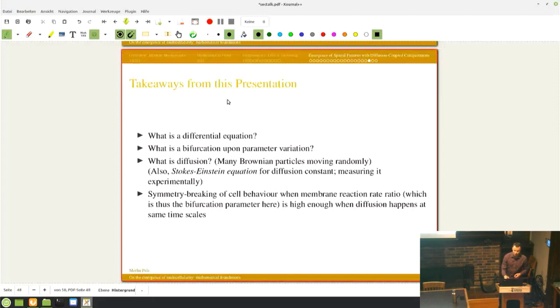Okay, so, takeaways from this presentation. If you took not much away, then hopefully you took away what a differential equation is. What is a bifurcation when we vary a parameter? That's when a structure is emerging. What is diffusion? Many Brownian particles doing their thing inside the domain, right? Symmetry breaking and cell behavior due to the reaction rate ratio on the membranes, only because they're in proximity, they feel each other, right?